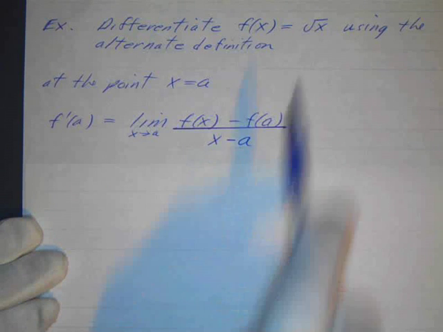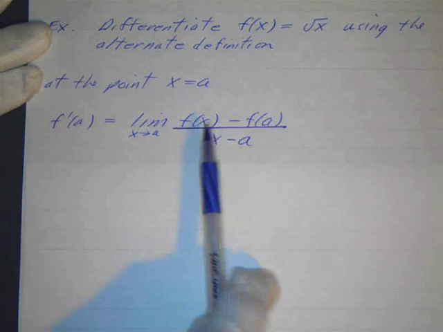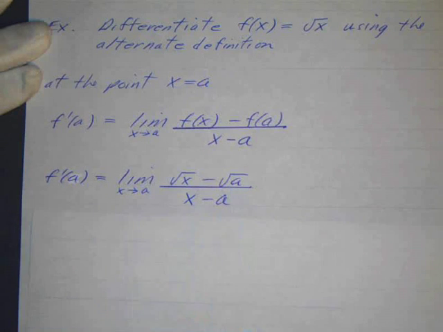And then my function is the square root of x, so instead of writing f of x, I just write the function, which is the square root of whatever's in here. So that's going to be the square root of x minus the square root of a all over x minus a. You can always write your limit until you take it.